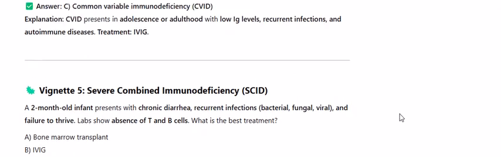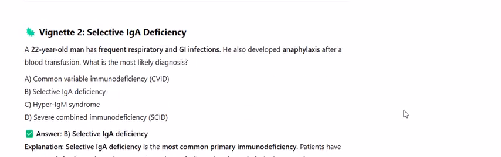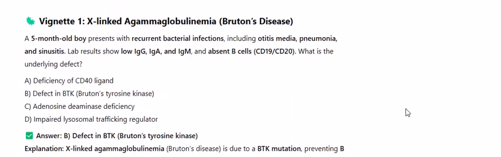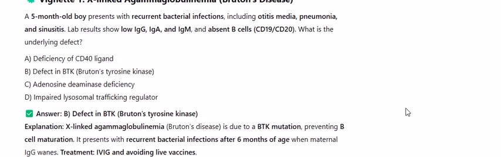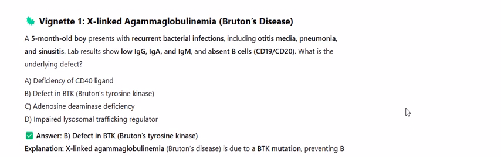Here are 10 Puerto Rico Medical Board-style clinical vignettes focused on immunodeficiencies, each with 4 answer choices and detailed explanations. Vignette 1, X-linked Agammaglobulinemia, Bruton's disease. A 5-month-old boy presents with recurrent bacterial infections, including otitis media, pneumonia, and sinusitis. Lab results show low IgG, IgA, and IgM, and absent B cells, CD19, CD20. What is the underlying defect?